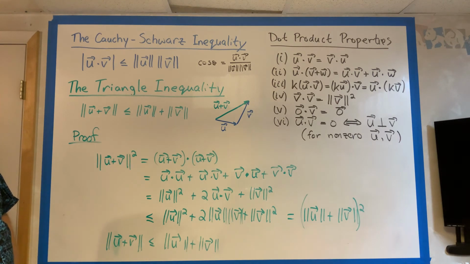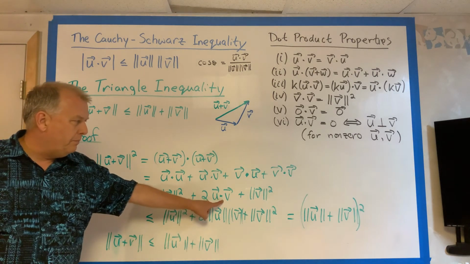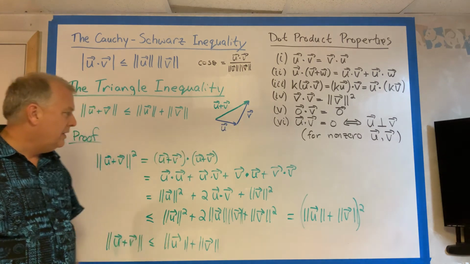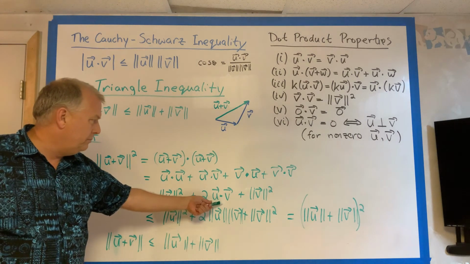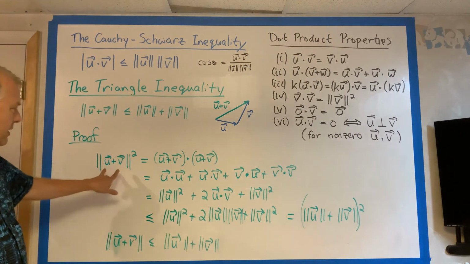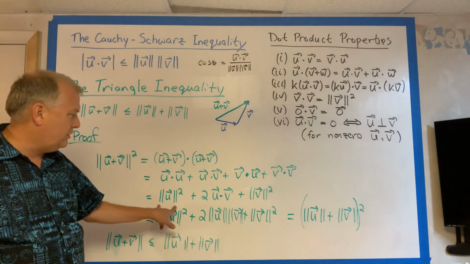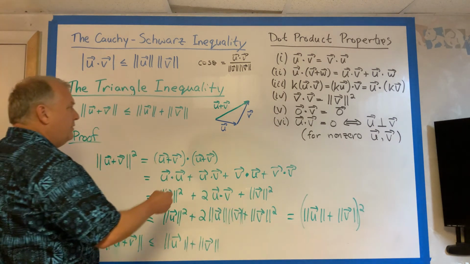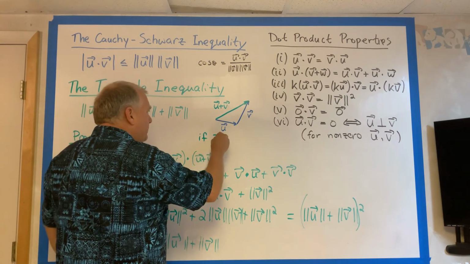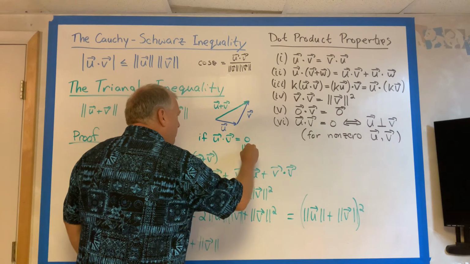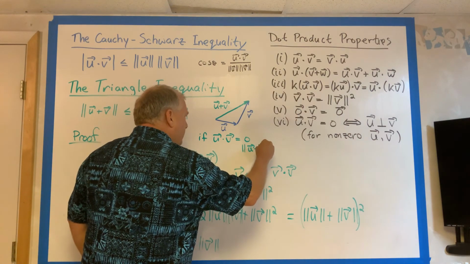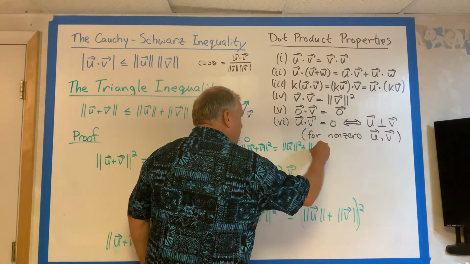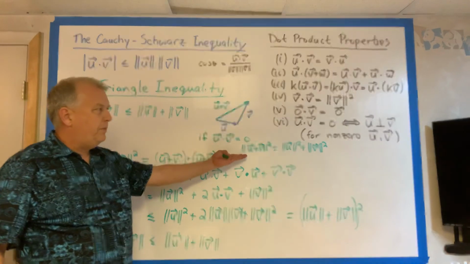Also, let's look at this. What would happen if u dot v was 0? That means this is a right angle. That means this is a right triangle. So let's pretend u dot v is 0. What does it say then? The square of the length of the hypotenuse is equal to the square of the length of the leg plus the square of the length of the other leg. It literally says that if u dot v is 0, then mag u plus v squared is equal to mag u squared plus mag v squared. That's the Pythagorean theorem.